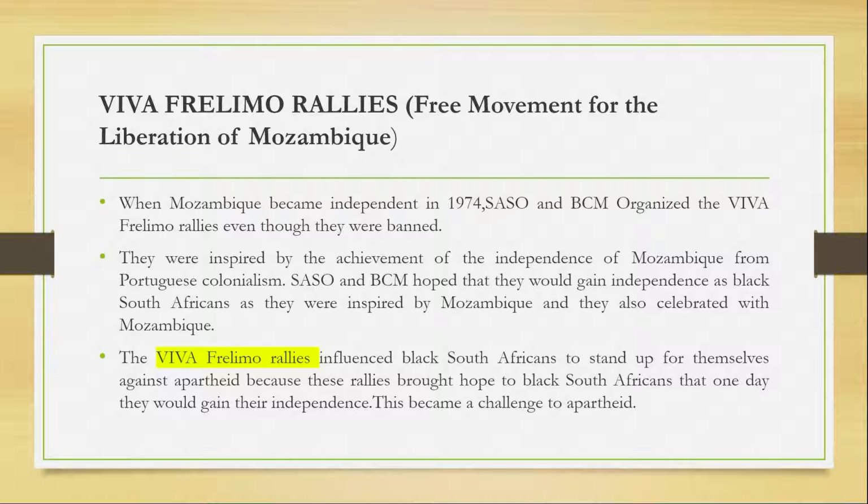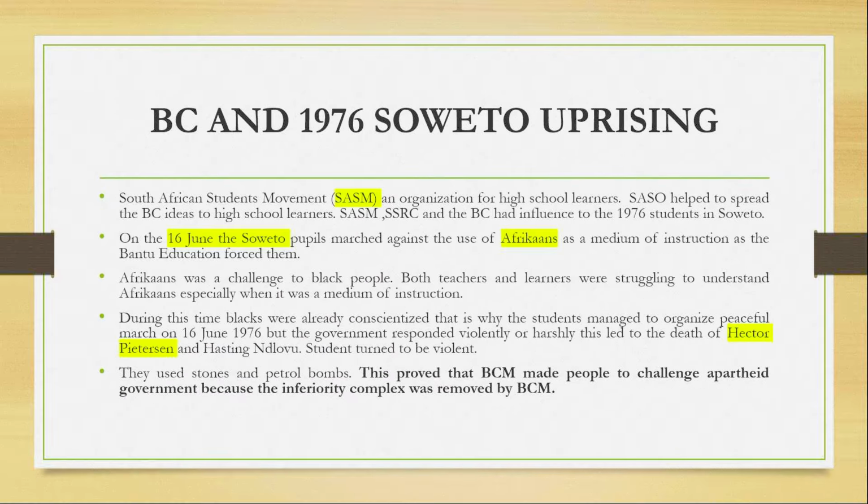Now, the Viva Frelimo rallies influenced black South Africans to stand up for themselves against apartheid, because these rallies brought hope to South Africans that one day they would gain their independence. This became a challenge to apartheid. So always look back to what the essay was before you answer.